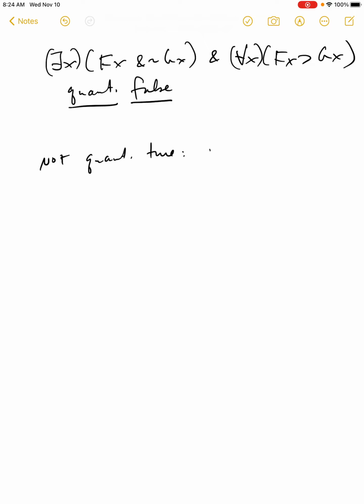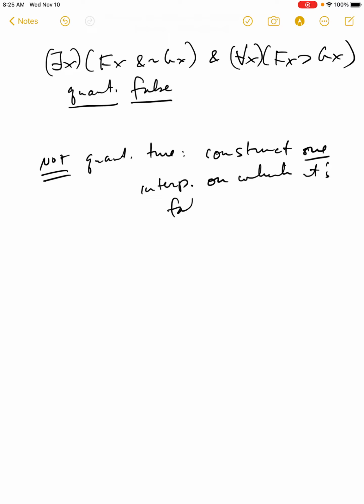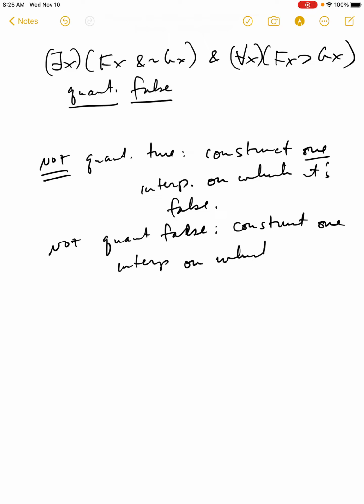You construct one interpretation on which it's false. Right, so it's just like with ESO. If you wanted to show that a sentence was not truth functionally true, you found one truth value assignment on which it's false. If you want to show that a sentence is not quantificationally false, then you have to construct one interpretation on which it's true.